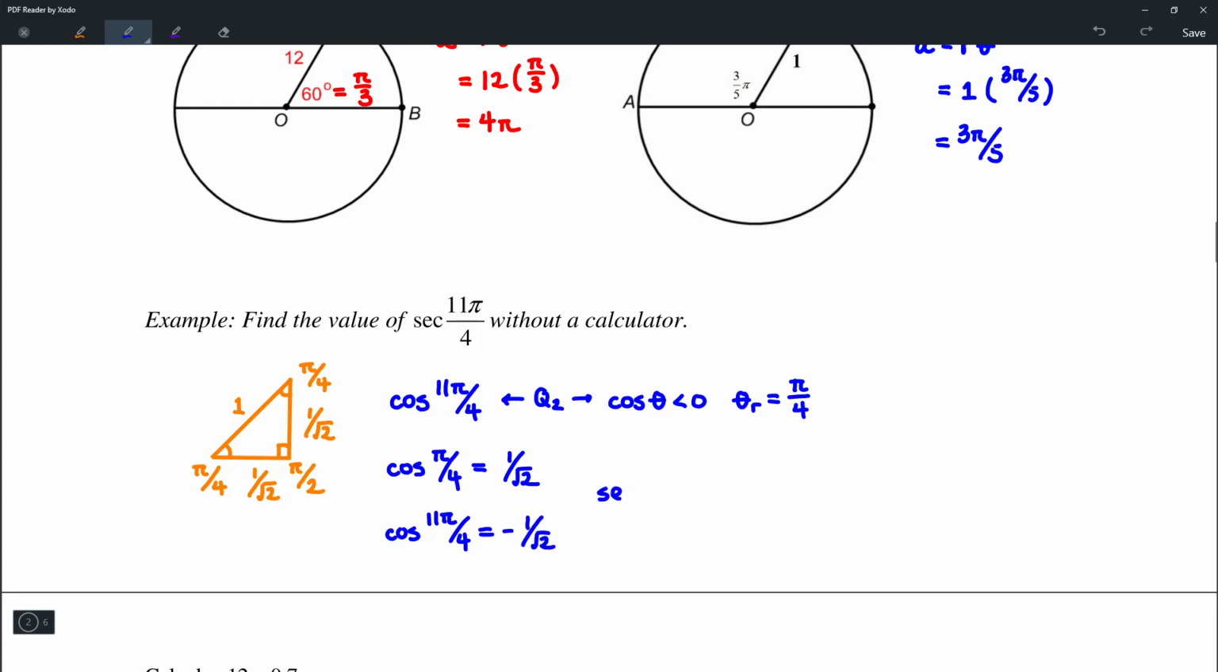And from there, we know that the secant ratio is simply going to be the reciprocal of what we just have. And so that will be negative root 2.